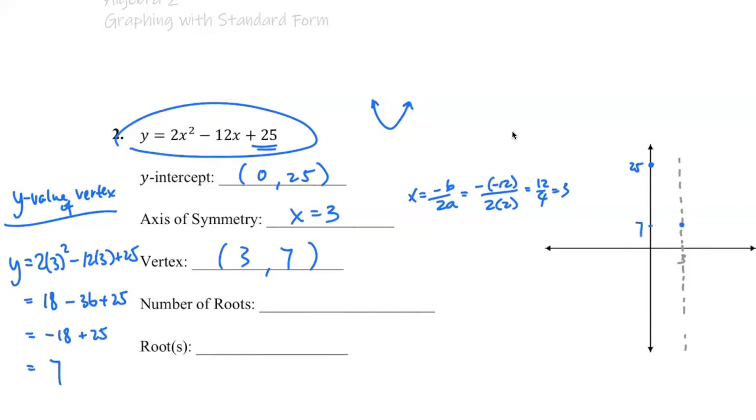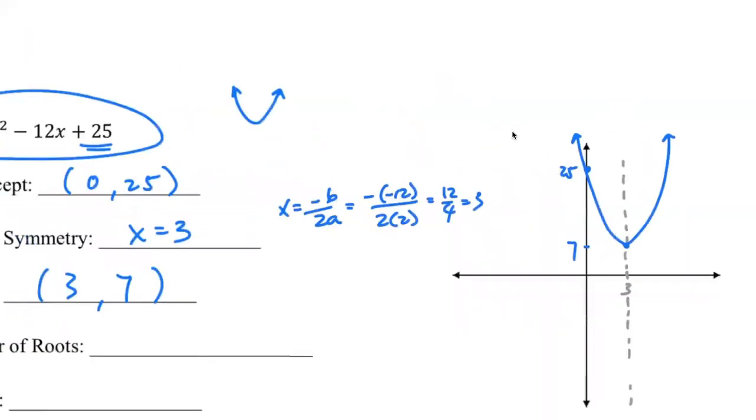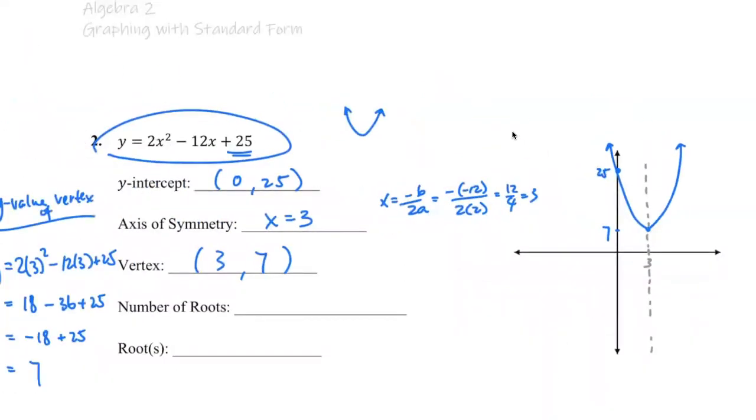And now, if the vertex is above the x-axis and it's opening up, and it crosses at 25, well, this would be the parabola. It has to be the parabola. And based on this parabola, what's the number of roots? There would be 0 real roots. And I'm going to go ahead and put a little appendix right here. It's called the 2 imaginary roots, which we will find out in a moment.